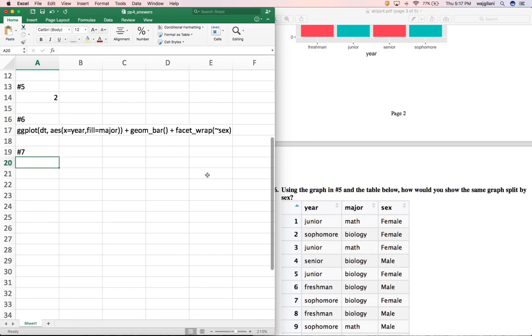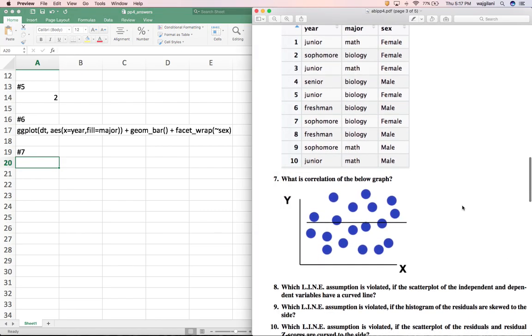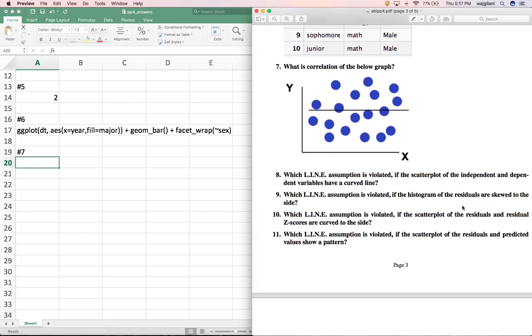Number 7. What is the correlation of the below graph? All right, look at this. You got a horizontal line going straight across. You got a cloud of dots that show no clear pattern. So what's the correlation here, guys?